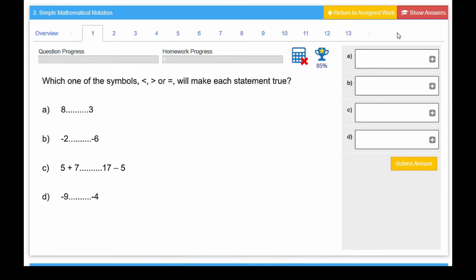So let's have a look at some practice questions that you're likely to get relating to mathematical notation. In these questions, what we need to do is say which one of the symbols of less than, more than, or equals to will make the statement true. So for this, we're going to need to input one of these 3 symbols to make it correct.